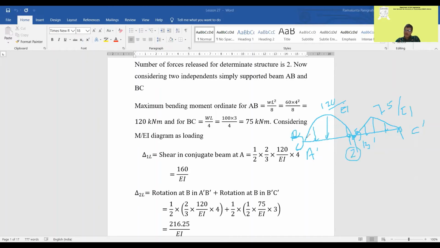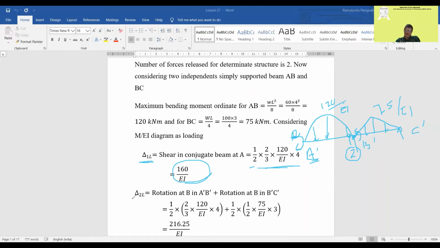Now, what is the rotation at A? Rotation at A is equal to the shear at A. What is the shear at A? Now you can take half of this beam loading to here. Half of the beam loading will be the shear here. So what is the shear force? Half of 2 by 3 h into L, since the area of the parabola is equal to 2 by 3 h into L. So that will be 160 by EI. So 160 by EI is the delta 1L, due to the loading.